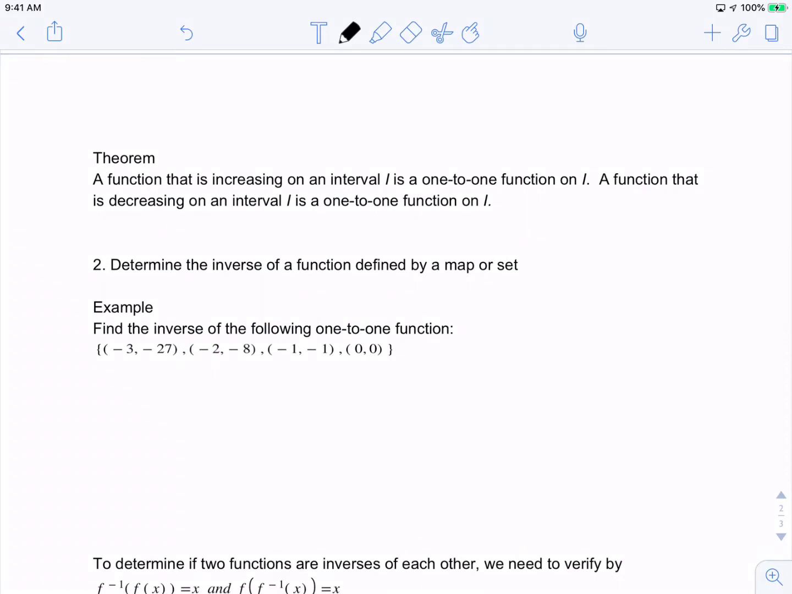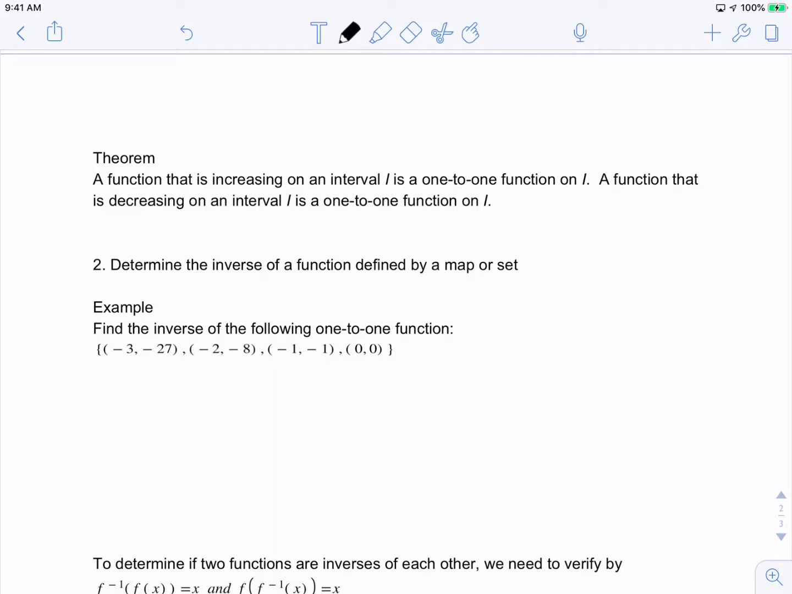We run into a theorem, and the theorem here tells us that a function that is increasing on an interval I is a one-to-one function on that interval. And by that same reasoning, a function that is decreasing on an interval I is a one-to-one function on that interval I. Basically, if you have a function, it's passing the vertical line test, and it's strictly increasing, it's going to pass the horizontal line test. And the same reasoning goes for the decreasing.